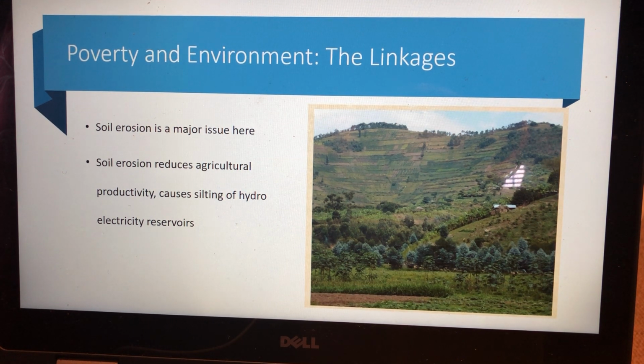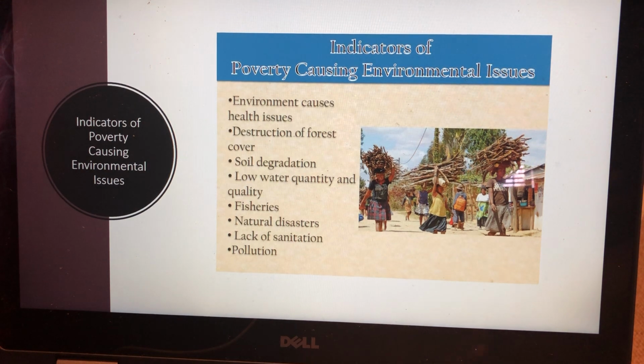So the cause and effect that I have discussed earlier can be a vicious cycle, where poverty causes environmental degradation, and also environmental degradation causes poverty. Right. Here I just show the indicators of poverty causing environmental issues: destruction of the forest, soil degradation, which I highlighted before, and also fisheries.